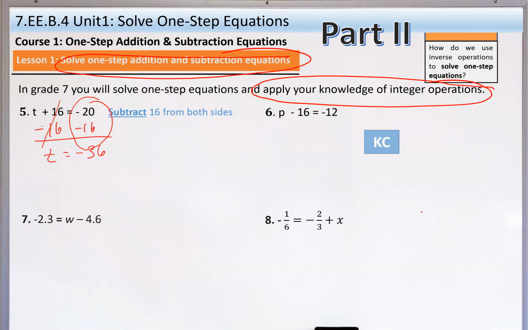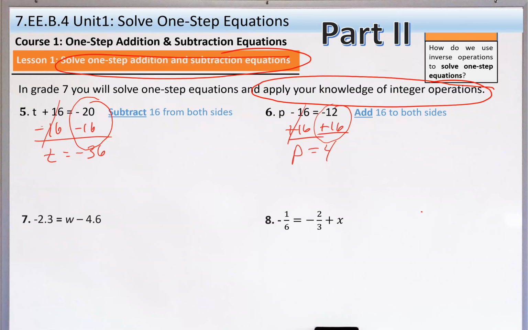Number 6. Okay, so we're subtracting 16 from p. We need to undo the subtraction, so we add 16 to both sides. Now we have integers with different signs. Signs are different, so I subtract and keep the sign of the number with the largest absolute value, or I'm more positive by 4.